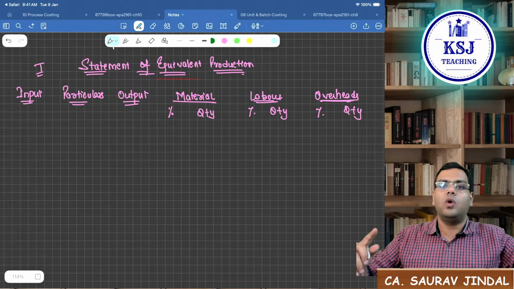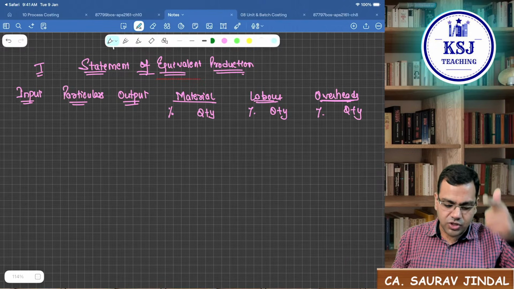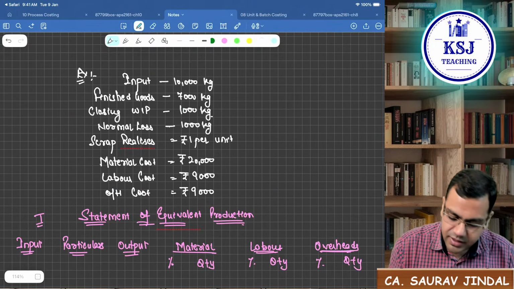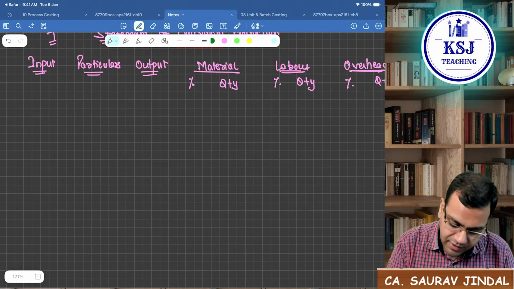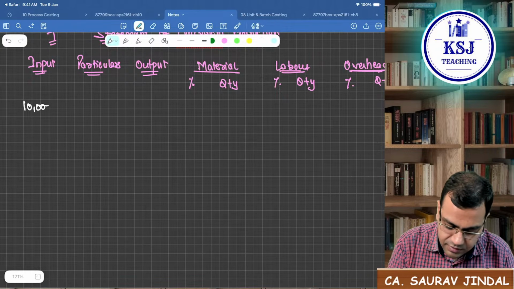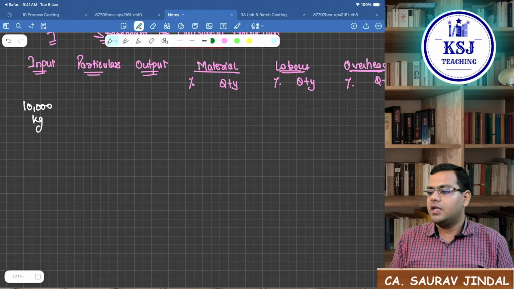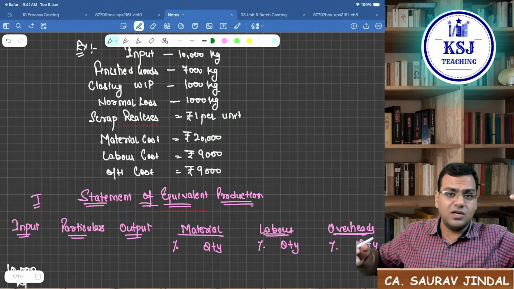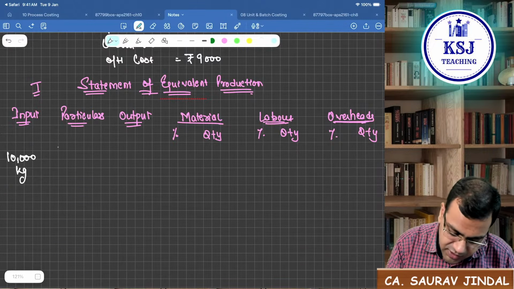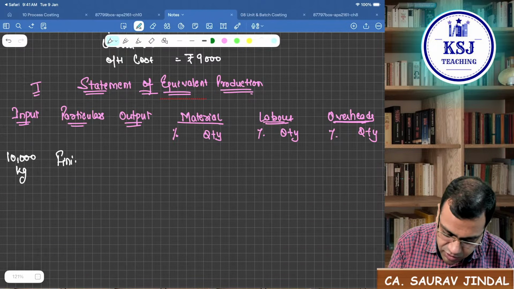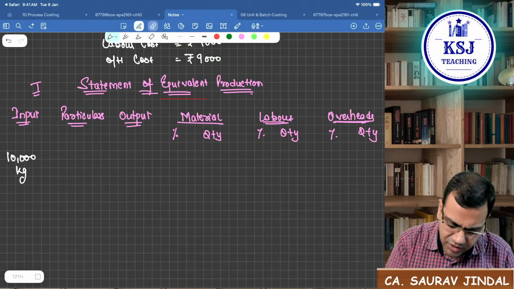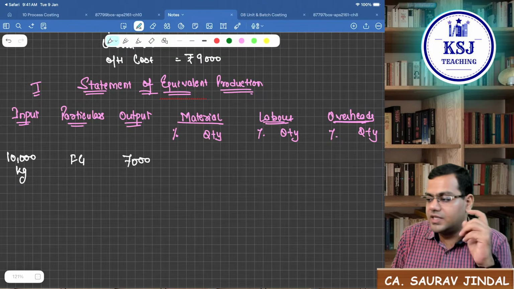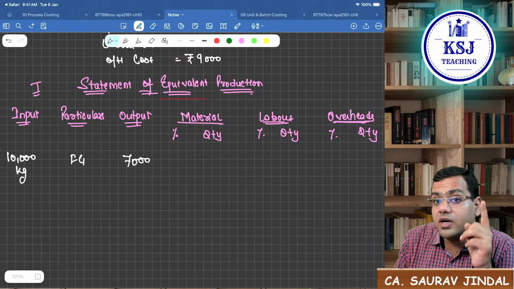So what is the input here? Always remember one thing: input should be equal to your output. So here also we have to always remember input should be equal to your output. Input is 10,000 kg. So in the input column, I'll write here 10,000 kg. Now we have to give the record of this 10,000 kg. What you did with this 10,000? They say, sir, 7,000 is your finished goods. So in the particulars, I will write here finished goods. I'll write FG. I'll use a little bit of short forms. FG, 7,000 units.